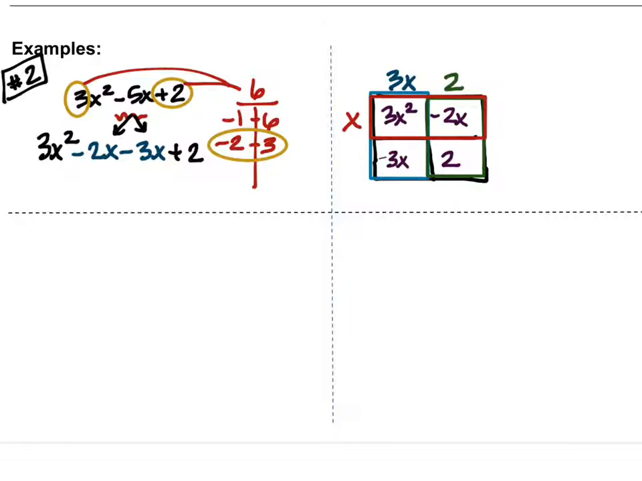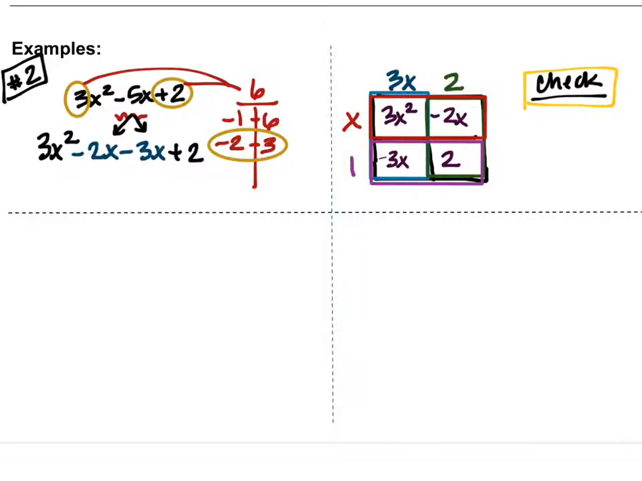Now, my first row has this 3x squared and negative 2x. They both have an x in common, and the bottom row has a positive 1 in common. Now, when I go ahead to check this, I know I have to have a negative in here somewhere, and I don't currently have any negatives. So we're going to work on fixing that. So when I go through this check, I'm going to see which sections cancel and which sections don't cancel.